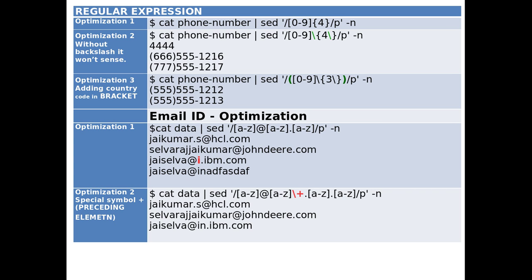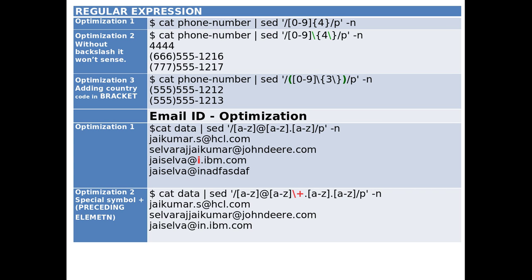This is what I have used for the phone number. And the next thing is the email ID optimization. In the first one, I have used a very simple format. So here you can find we are getting duplicate data. The third one, jselva at i.ibm.com, is a wrong one. We don't have any such email ID. And the next one is jselva at the rate of some random number. That is also wrong.